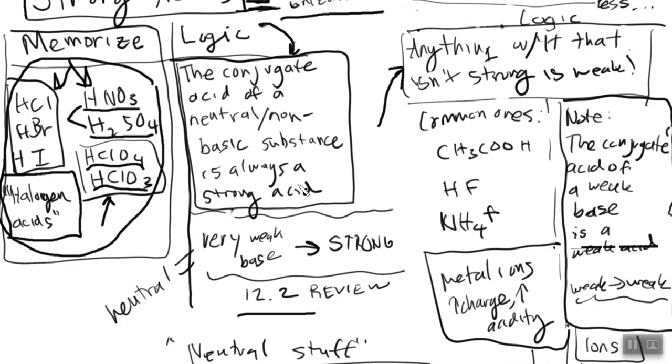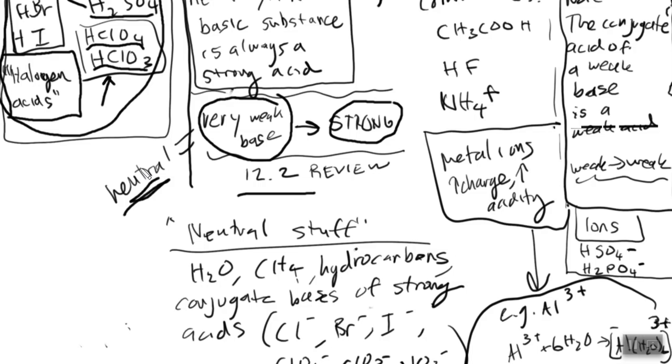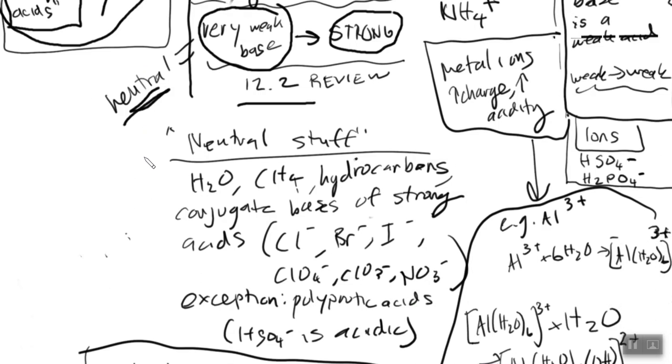And this goes back to the idea that we talked about how a very weak base will produce a very strong acid as its conjugate. And when I mean very weak, I typically mean neutral. So what does neutral mean? Well, as a brief introduction, the neutral substances you should be aware of are water, methane, and any hydrocarbons, since they behave like methane but are bigger.